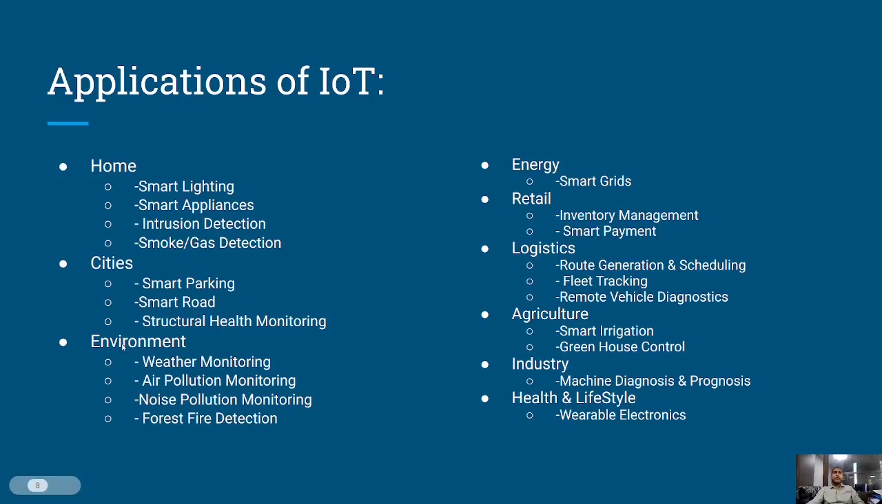So now let us look into some of the applications of Internet of Things. Some of the major applications of Internet of Things are in these sectors like home, cities, environment, energy, retail, logistics, agriculture, industry, health and lifestyle.